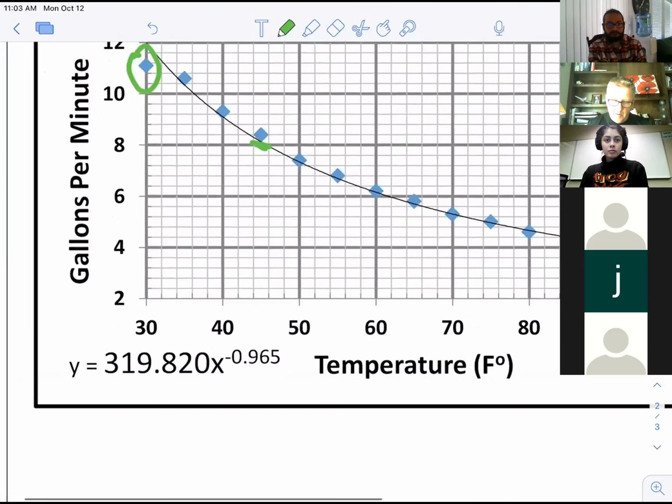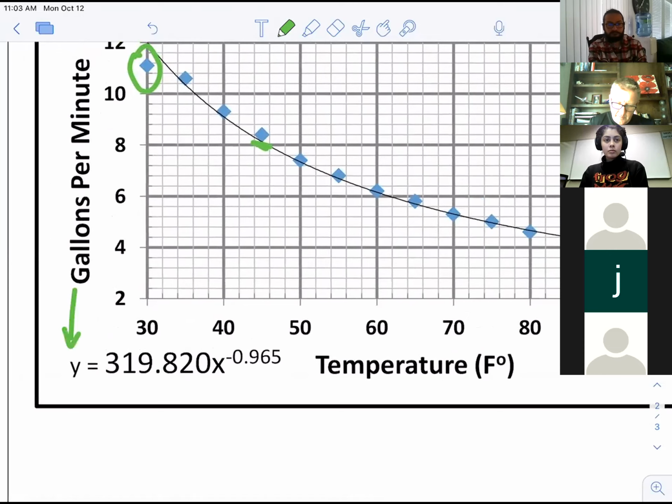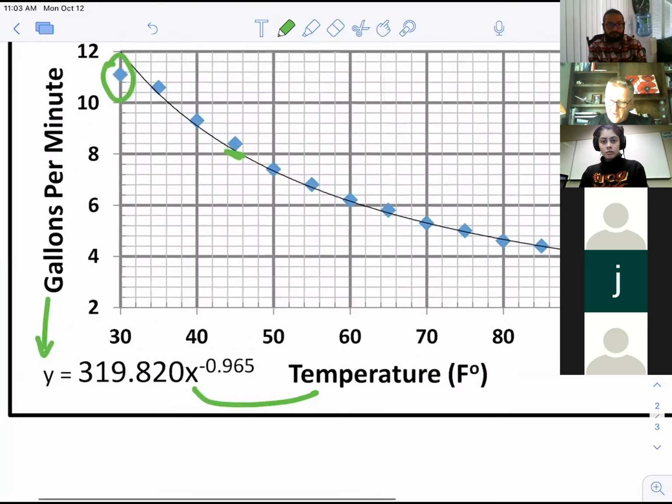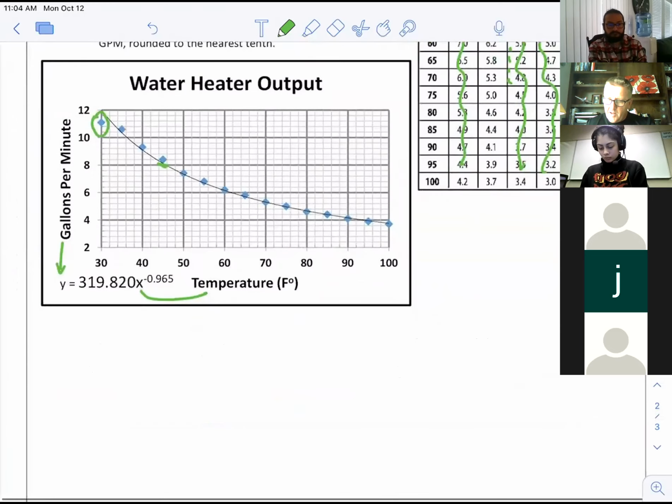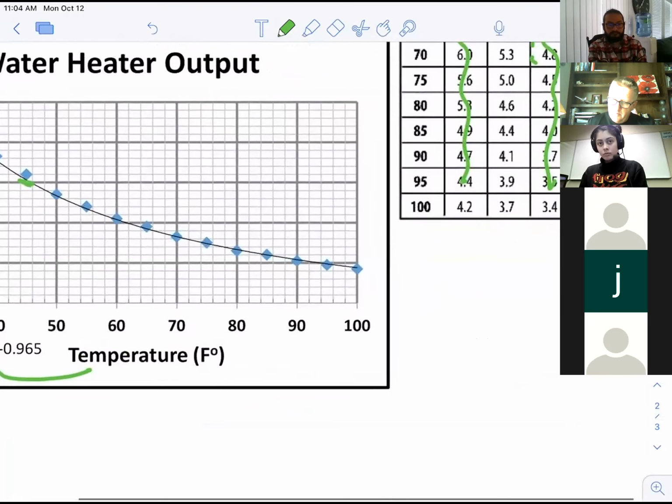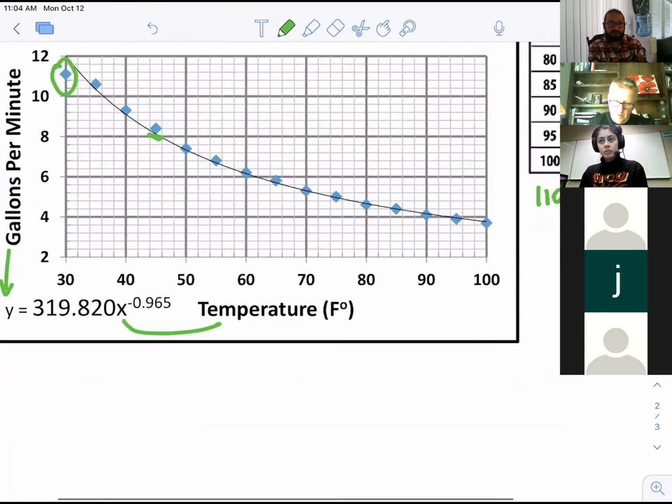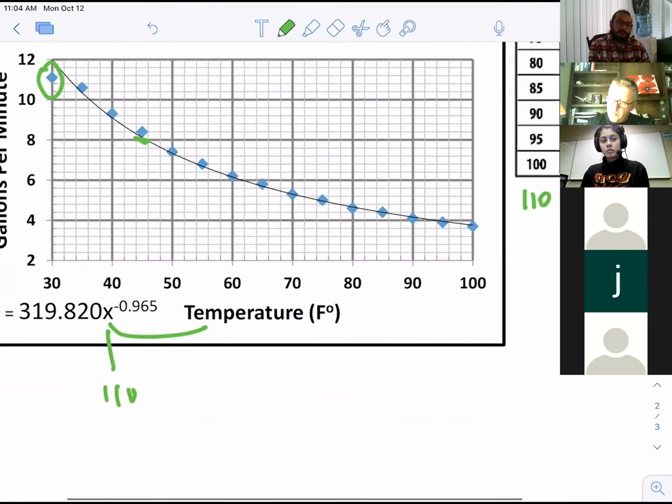X and Y. Y is gallons per minute, the output, and X is the temperature. So now that I own this equation, and we won't do the algebra problems, if I wanted to know the answer for 110, I could throw 110 in there for X, and it would spit out the Y. Based on the pattern, 4.1, 3.9, 3.7, I'd guess it's going to be 3.6 or 3.5 or something like that. I could use the equation to predict something the chart didn't say.